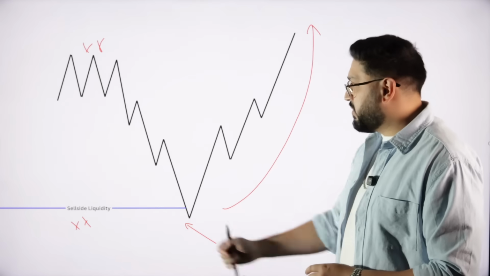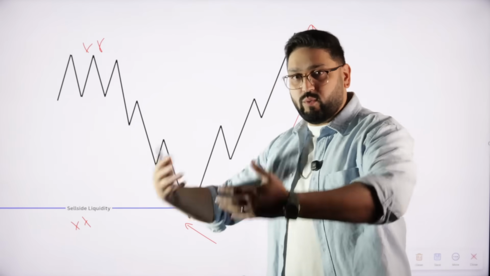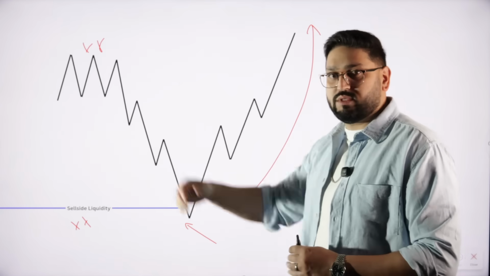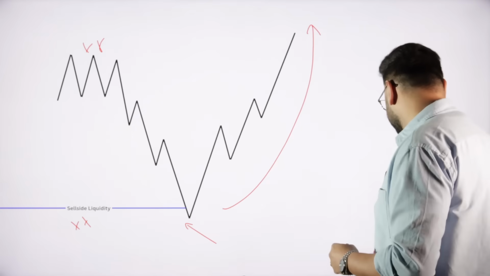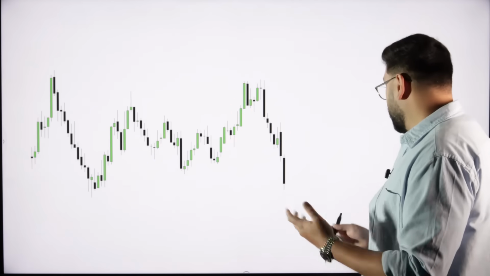So they buy at a lower price and sell it back at a higher price. And essentially, this is how we want to trade. We want to trade the way smart money is trading. Now, let's get into a few actual chart examples over here.